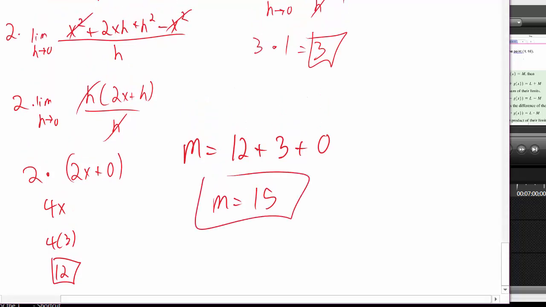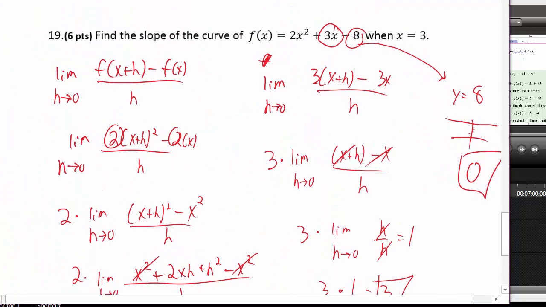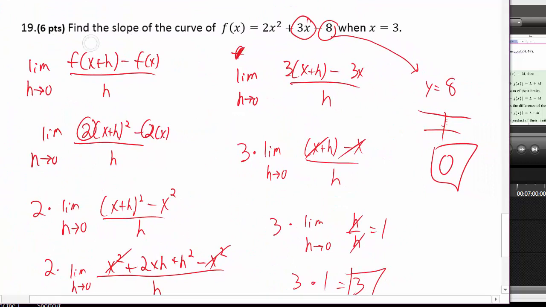That's number 19, which really is going to lead into number 20. So next we're going to work number 20.